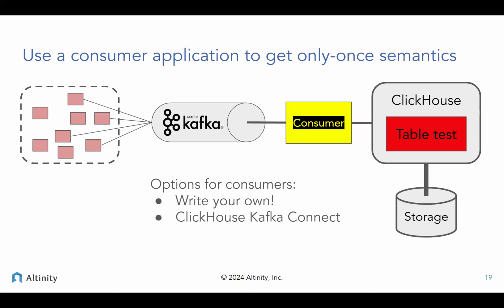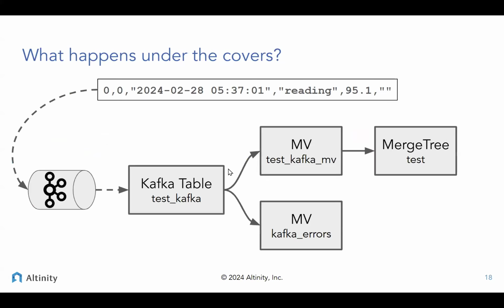But since 24.8, you can get exactly-once semantics. Is it still experimental or beta? I don't remember. Basically, to get this exactly-once semantics, you use Keeper, and you store and manage the offsets in Keeper. There is a PR we can share later if you want, and using the Kafka engine, you will get exactly-once semantics using Keeper as a storage.